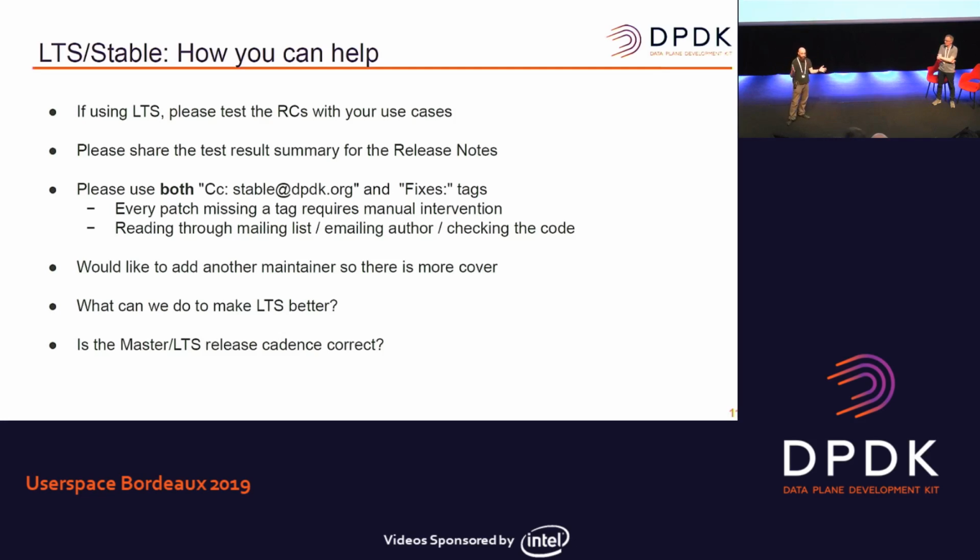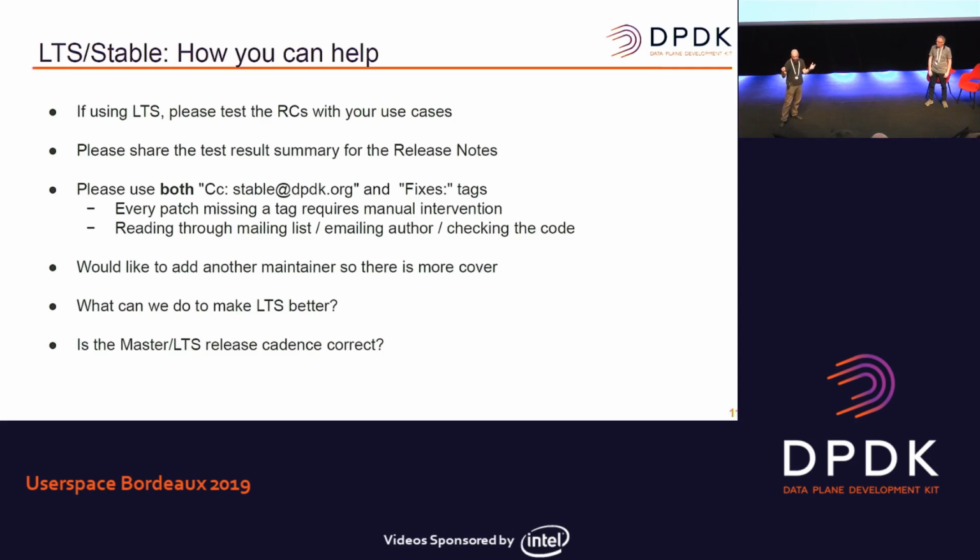As developers, please make sure you use the cc stable at dpdk.org and the fixes tag for your patches when you think the patch is a good candidate for the LTS, so that our automation can then automatically bring them in and we can look at them. Because if that doesn't happen, we have to do that manually and it's a lot of work.